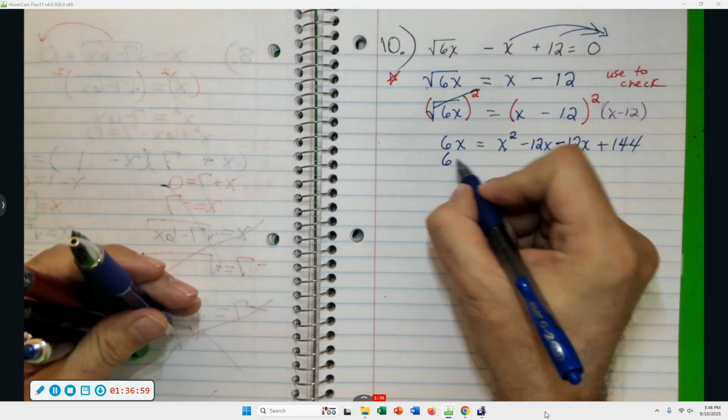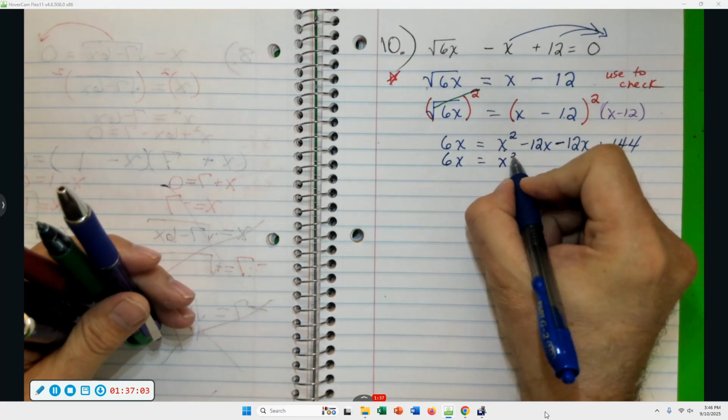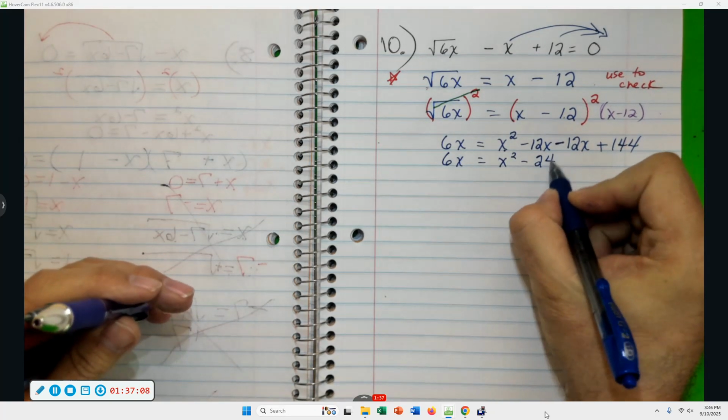I'm going to go ahead and combine the negative 12x and negative 12x. Negative 12 plus negative 12, that's a negative 24x.